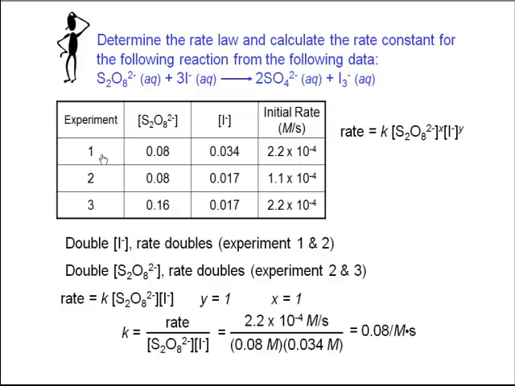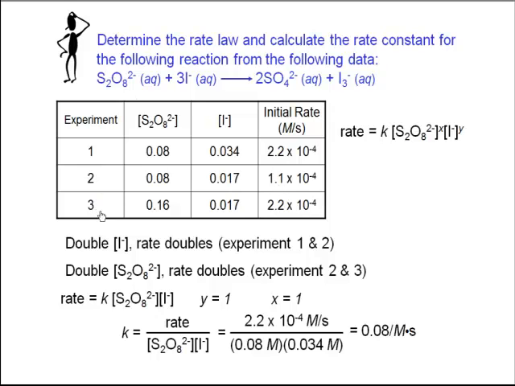The experiment is carried out thrice. Initially, the concentration of persulfate and iodide ions taken was 0.08 moles per liter and 0.034 moles per liter. In that case, the initial rate of the reaction was found to be 2.2 into 10 to the power minus 4. Then the reaction was repeated a second time, keeping the concentration of persulfate ions the same. However, the concentration of iodide ions is halved. If you realize, when the concentration of iodide ions is halved, the rate of the reaction is also halved.